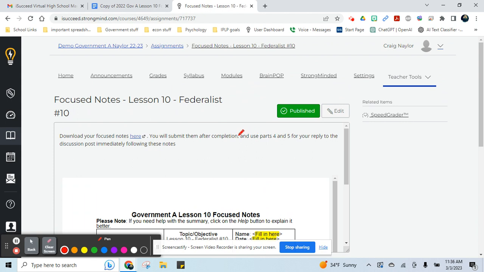The lesson talks about it specifically. It talks about factions. Factions are a big deal. You'll see on your focus notes themselves this discussion of factions. They're a big deal today, too. So we want to kind of key in on that.